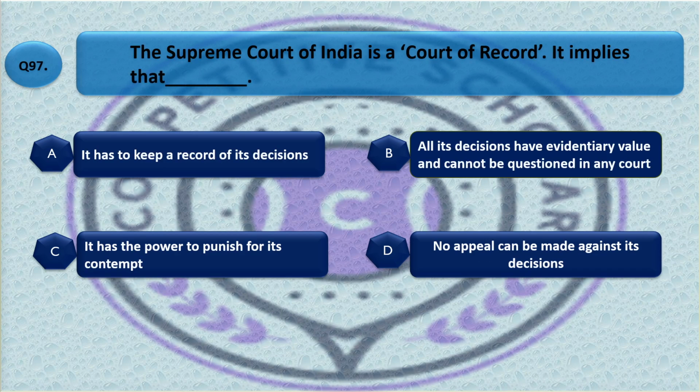Question number 97. The Supreme Court of India is a court of record. It implies that option number A, it has to keep a record of its decisions. Option B, all its decisions have evidentiary value and cannot be questioned in any court. Option number C, it has the power to punish for its contempt. Option D, no appeal can be made against its decisions. Answer is option number B.